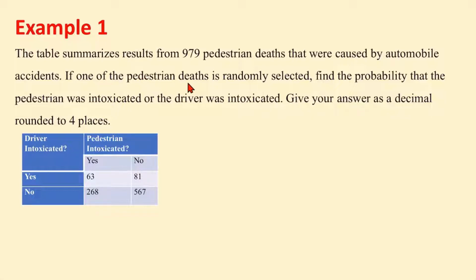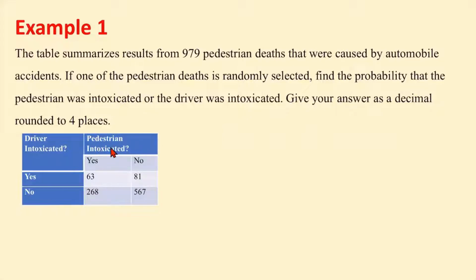If one of the pedestrian deaths is randomly selected, find the probability that the pedestrian was intoxicated or the driver was intoxicated. So if you look at this table here, we have data regarding two different things. The first one is whether the driver was intoxicated or not during that accident. Yes, driver intoxicated, here is the result. And no, the driver was not intoxicated, here is the result, the number of accidents.